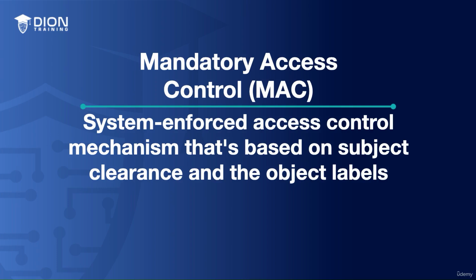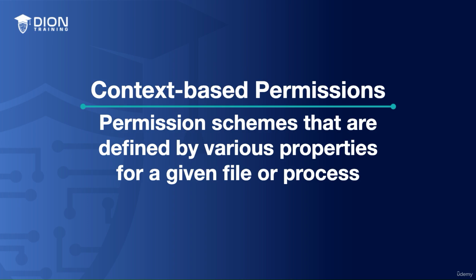Now, mandatory access control is a system-enforced access control mechanism that's based on subject clearance and the object labels. In this lesson, we're going to discuss context-based permissions and security-related technologies such as Security-Enhanced Linux, classified as MAC or mandatory access control systems, to create those mechanisms on how to restrict access to system processes, files, directories, networks, ports, and other things like that. Now, context-based permissions refer to permission schemes that are defined by various properties for a given file or process, and it uses those properties together rather than in isolation to determine whether to grant or deny access to a given user.